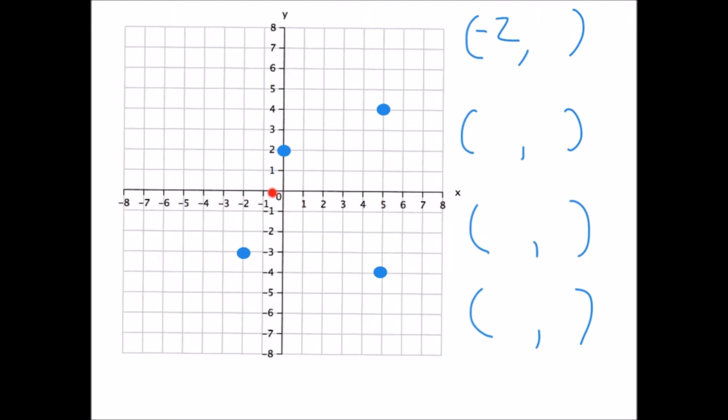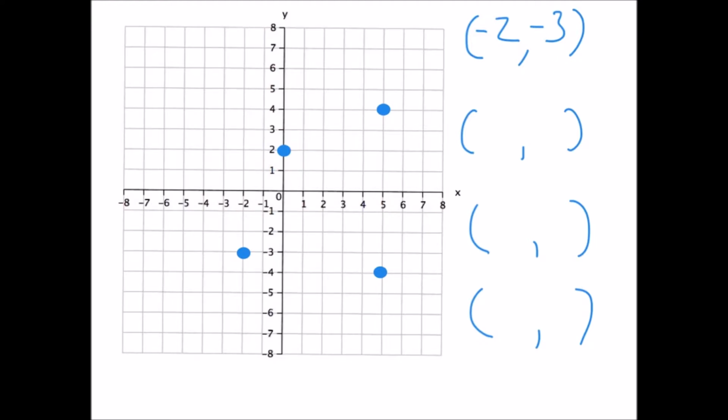Okay, so again, from here we go left 2 and down 3. Down 3 means we're going to go negative 3 in the y direction. So our y coordinate will be negative 3. So that is our first point. This one right down here would be negative 2, negative 3.